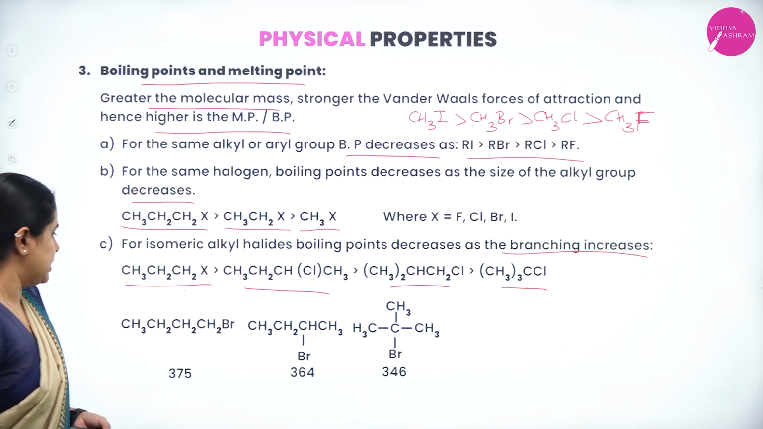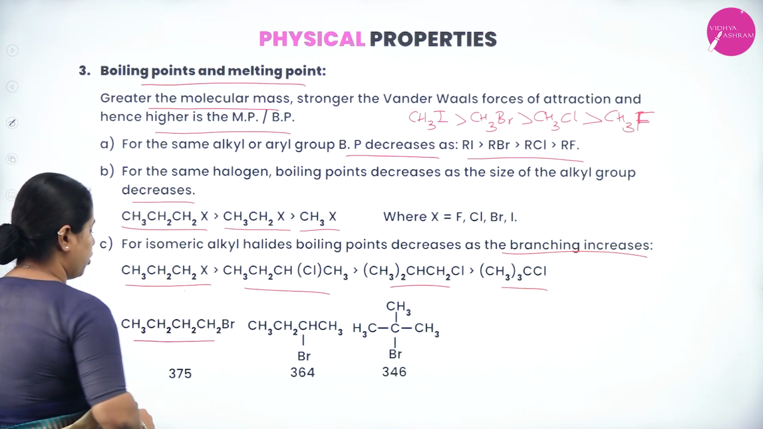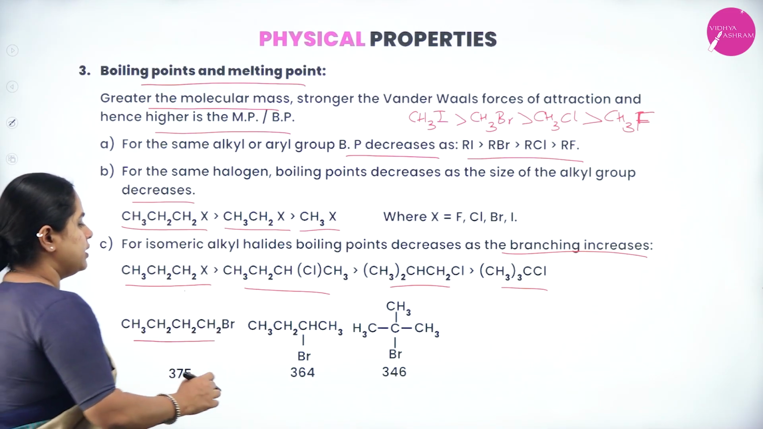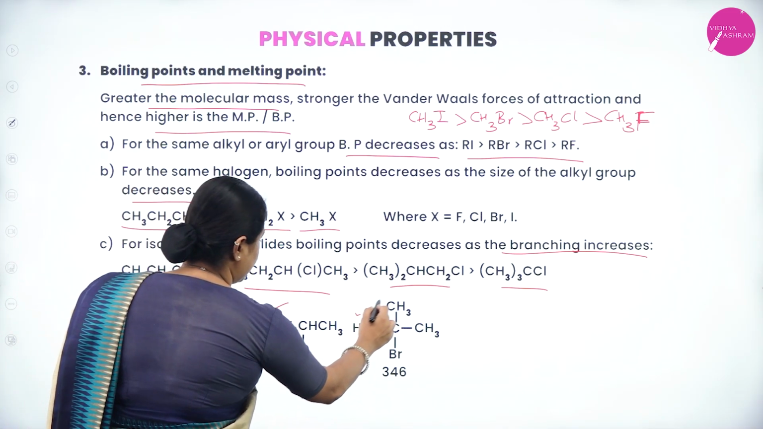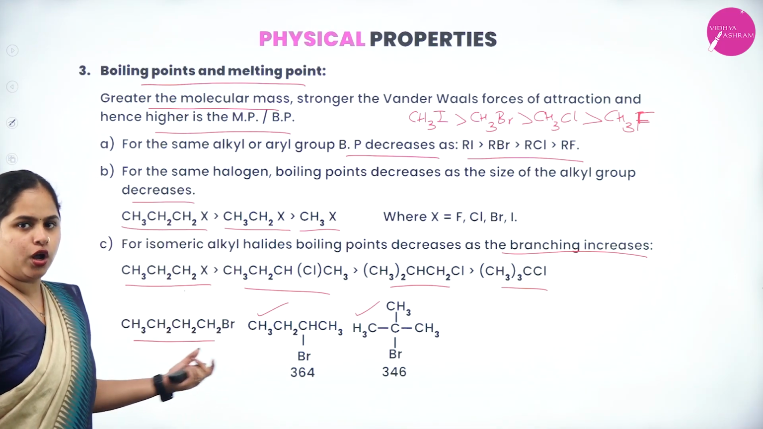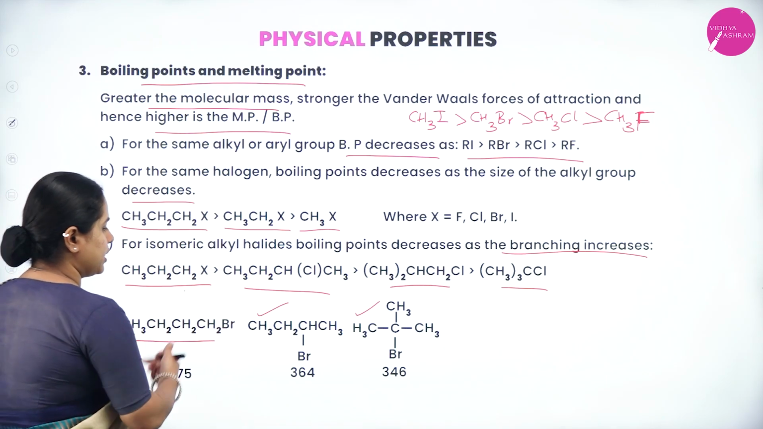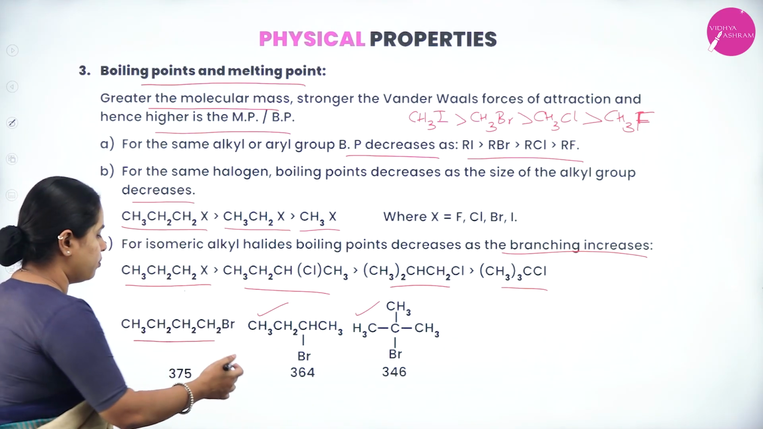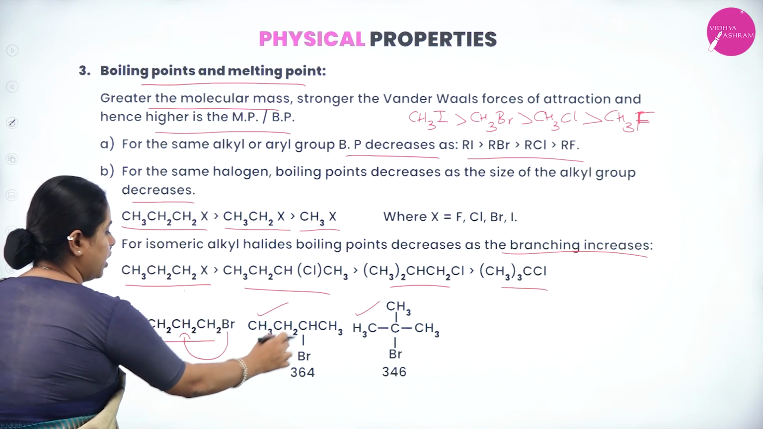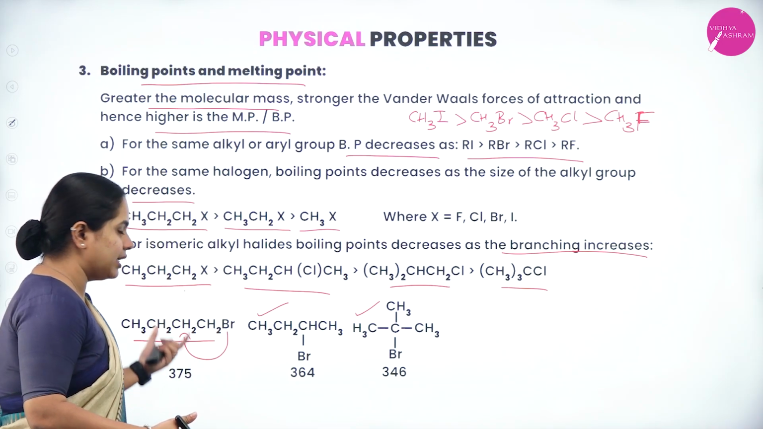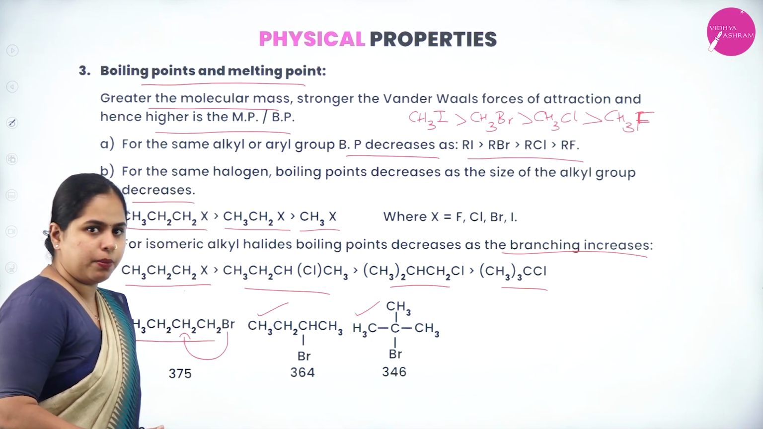Let us take an example of butyl bromide, CH3CH2CH2CH2Br. This is butyl bromide. This is another isomer, and this is another isomer. In the first, it is the normal structure. Now what happens in the second structure? The bromine, or the halogen, from the first carbon atom is shifted to the second carbon atom. You get another isomer. So now it has become a branch. Now you have a branch here.